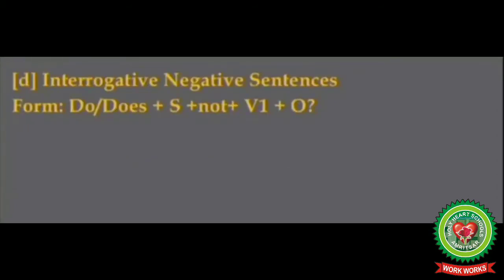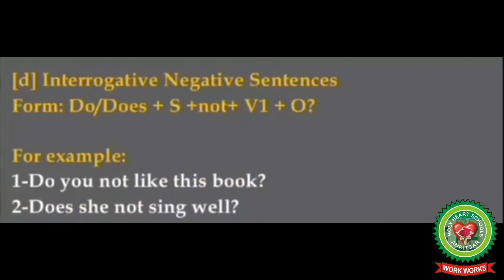So, interrogative negative sentences. I have already told you interrogative sentences begin with a helping verb and negative sentences include the word not. So, the structure for interrogative negative sentence: do or does plus subject plus not plus first form of the verb, that is the present form of the verb plus object followed by question mark. For example, do you not like this book? Does she not sing well?